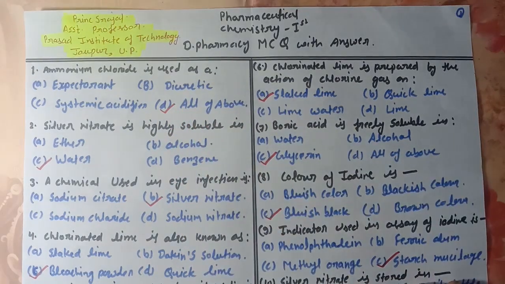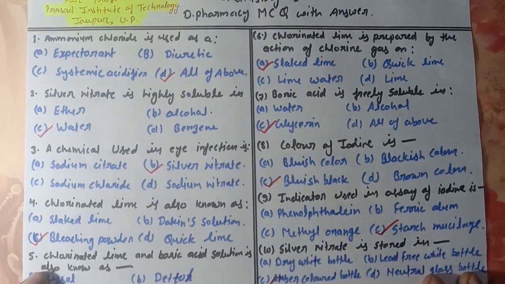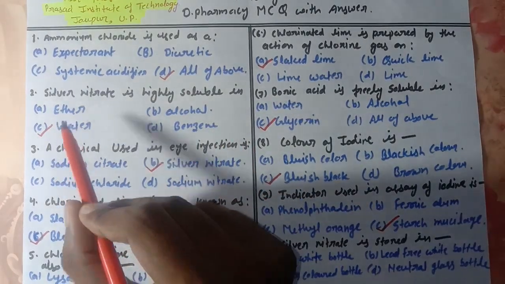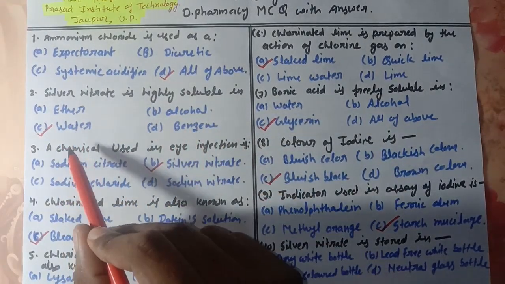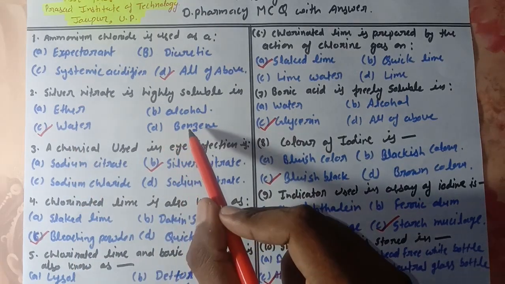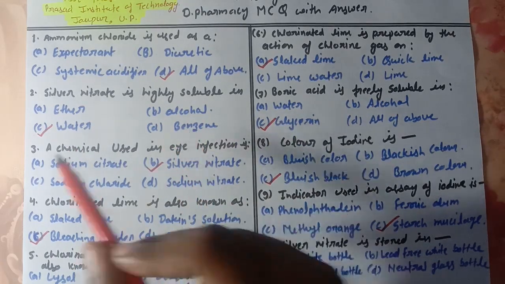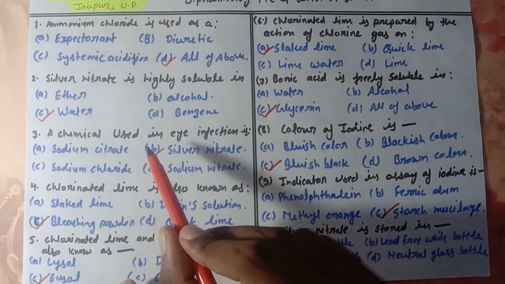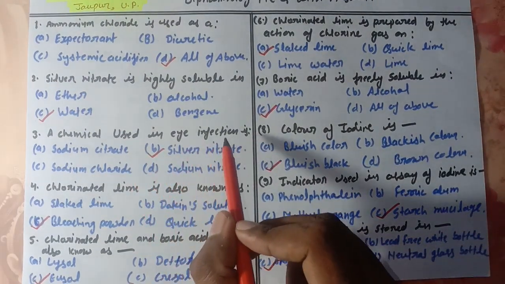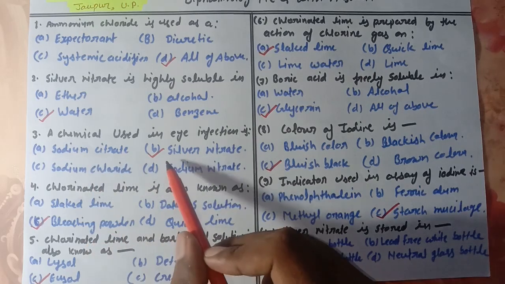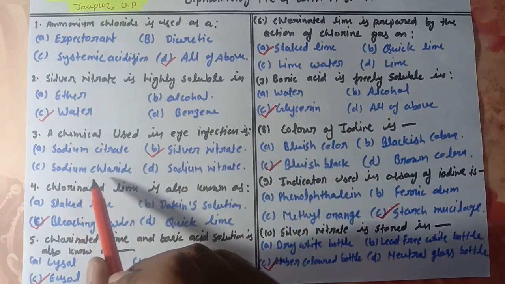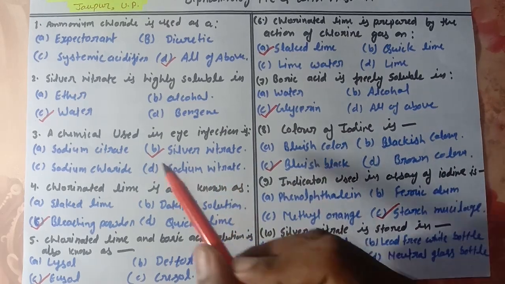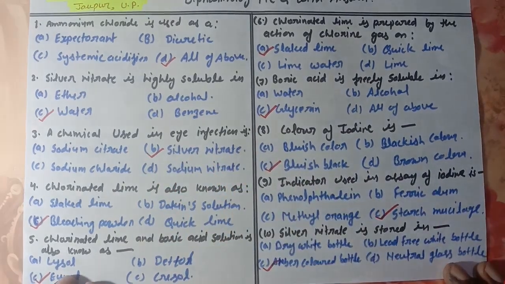Question number 2. Silver nitrate is highly soluble in option A ether, option B alcohol, option C water, option D benzene. So the answer is C, water. Question number 3. A chemical used in eye infection is option A sodium citrate, option B silver nitrate, option C sodium chloride, option D sodium nitrate. So the answer is B, silver nitrate.